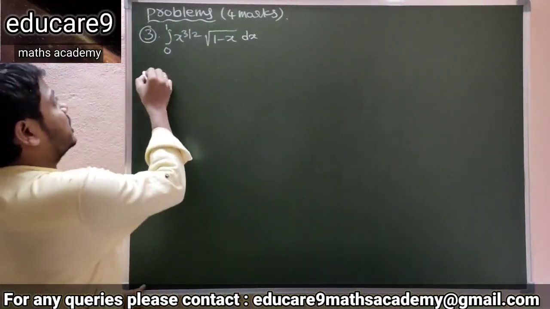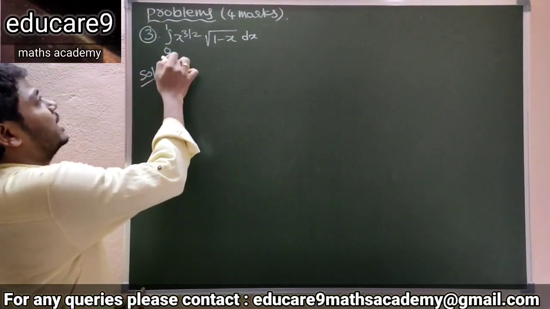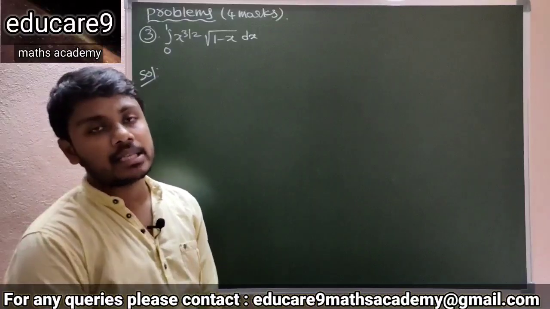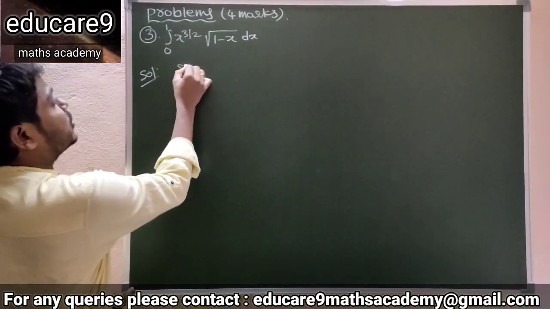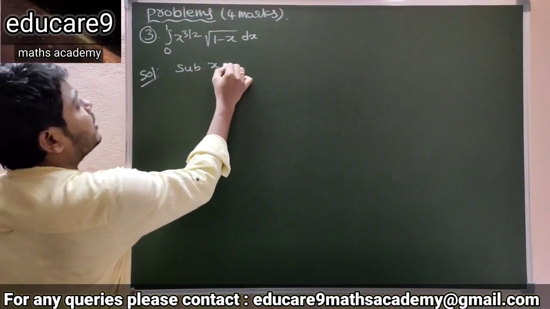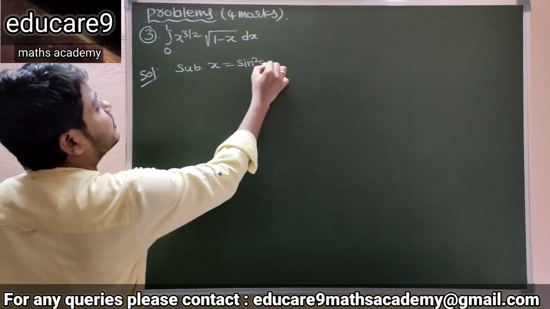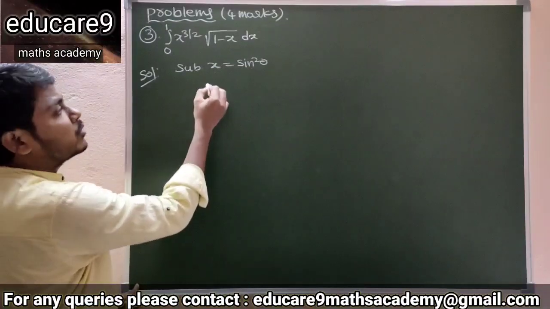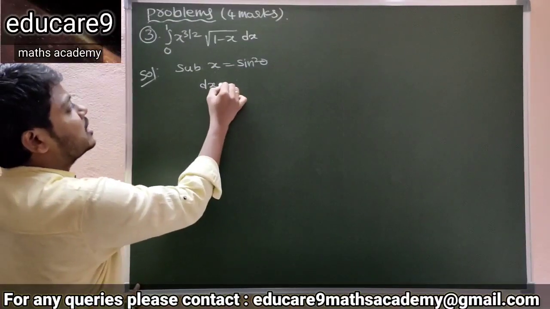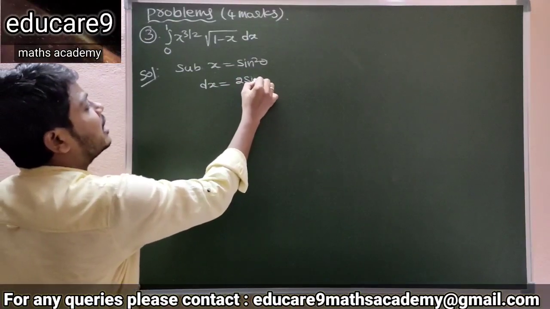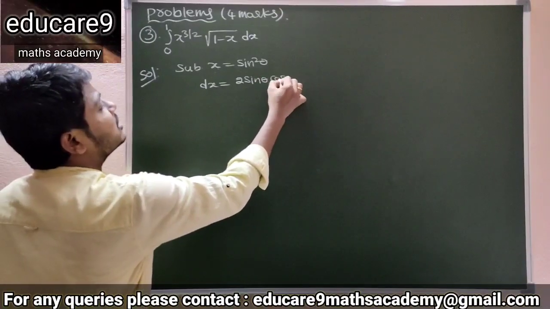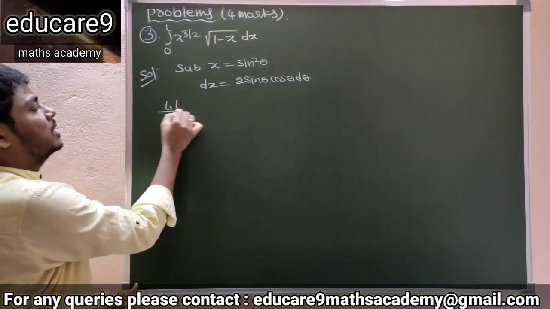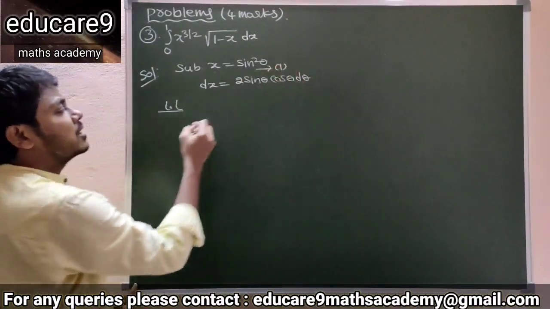So see the third solution. Integral 0 to 1 x to the power of 3 by 2 square root of 1 minus x dx. So here substitute x is equal to sin square theta. Now differentiate with respect to theta. So what you get? dx is equal to 2 sin theta, derivative of sin theta is cos theta, into d theta. So this is equation 1.